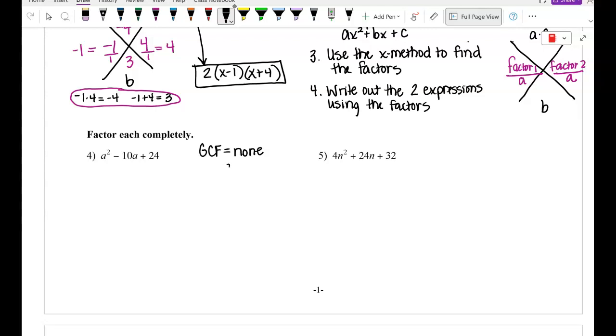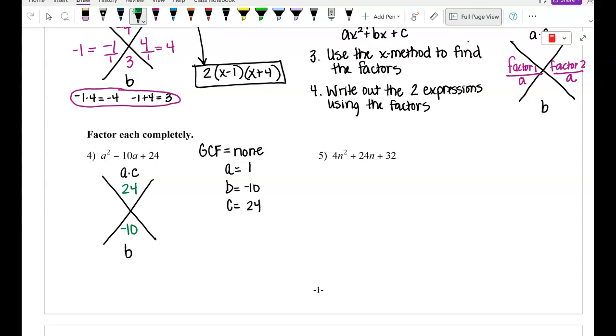So what would be the values of A, B, and C in this instance? A is 1, what is B? And C, 24. So we set up our X, A times C at the top, B at the bottom. So 1 times 24 is 24, B is -10.